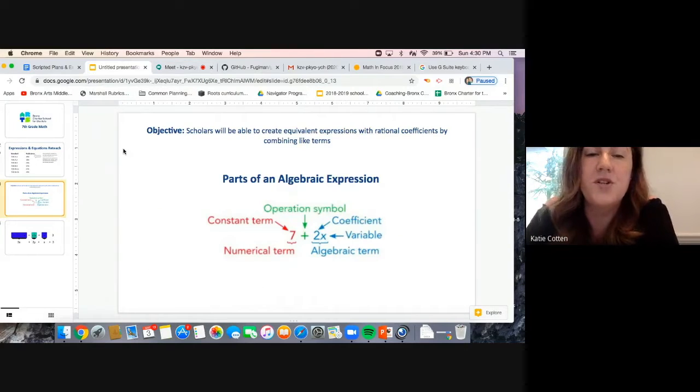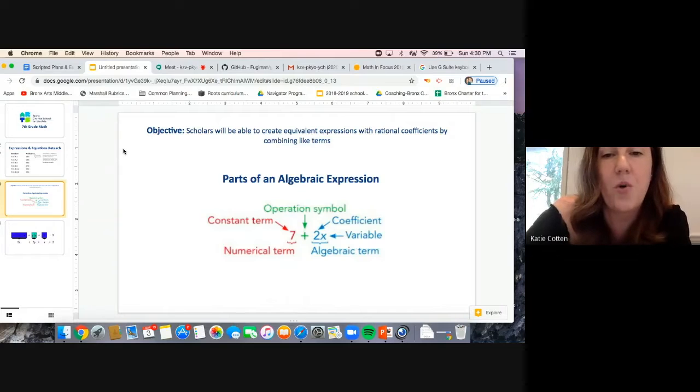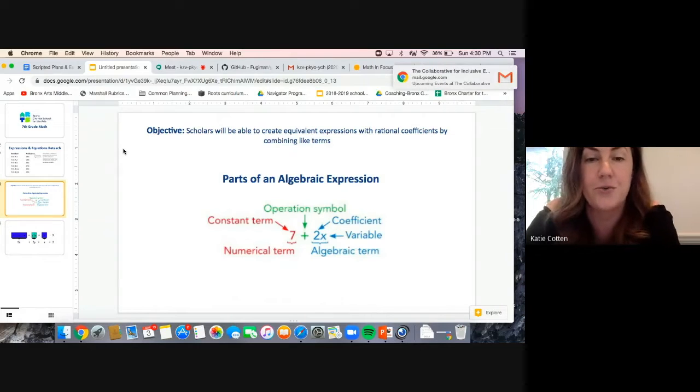So the first thing I want to do is go over the objective. The goal for the end of this lesson is that you will be able to create equivalent expressions with rational coefficients by combining like terms.